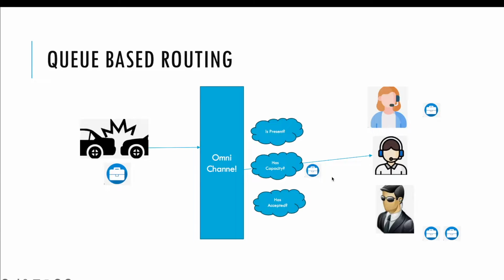So Omni-Channel will assign that case to this person, but he also needs to accept or deny the case based on the configuration we set. If all three answers are yes, then this case will be assigned to this specific agent. Now let's move to the next slide.